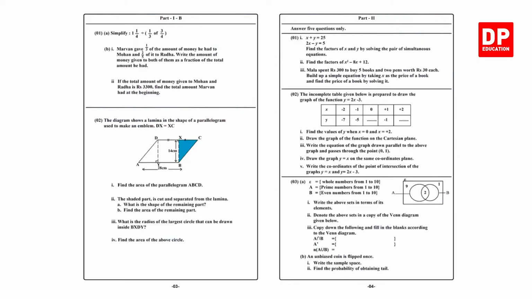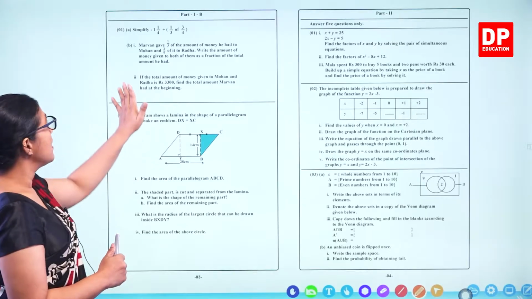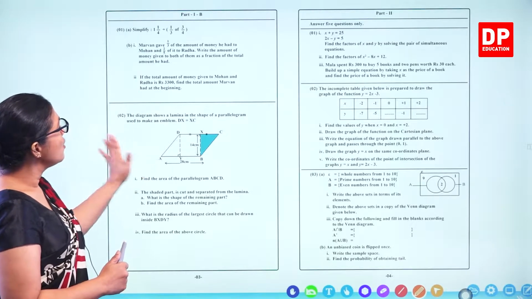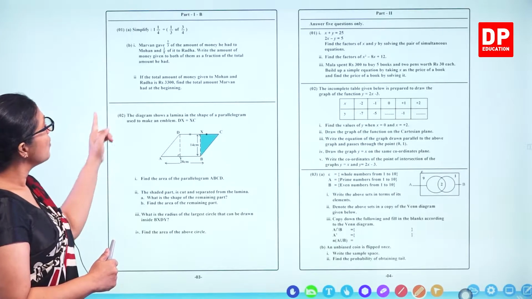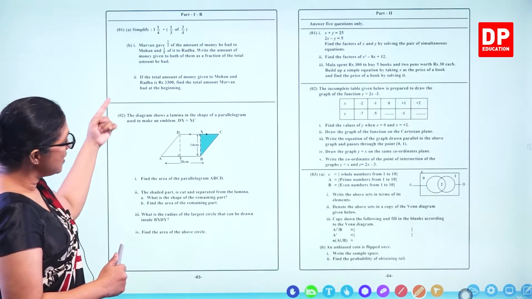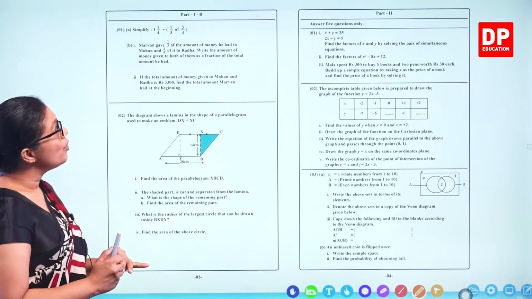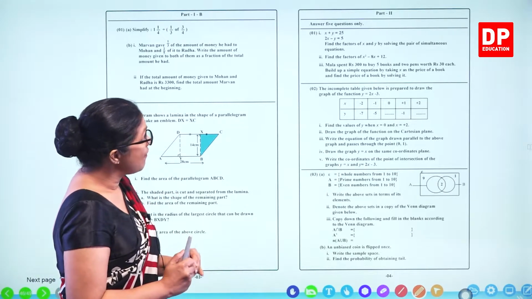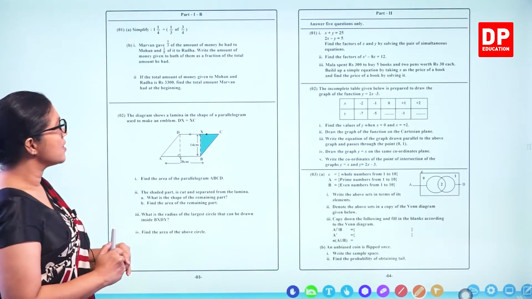And then here part 1B, you get 2 parts. So 2 questions you have to answer. That's compulsory to answer. So each question worth 10 marks there. Then part 2, you get 7 questions. You have to answer only 5 questions.